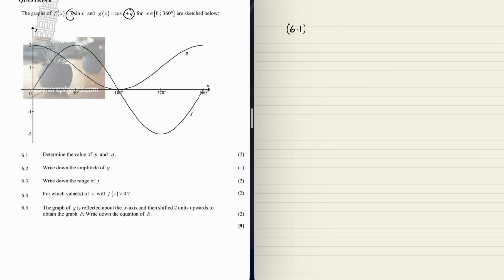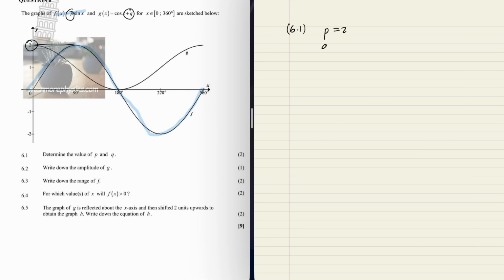The value for p is going to be the factor that is being multiplied by sine x, that is affecting its amplitude. So sine x is going to be this graph here, so let's just highlight it there. If you're looking at that blue graph, the blue graph has a maximum height of 2. So that means the amplitude is 2. So the value for p is going to be 2.